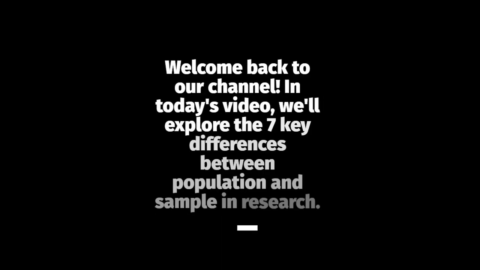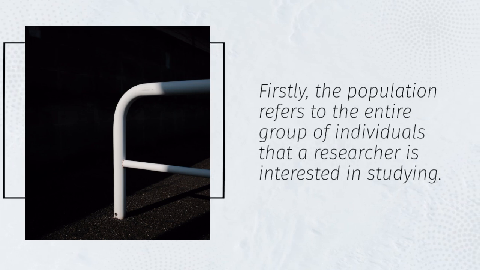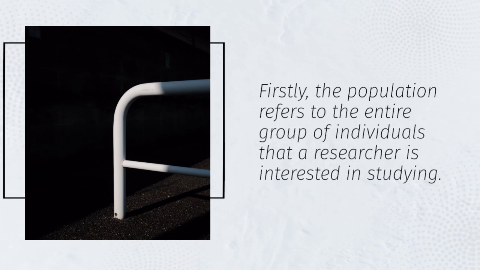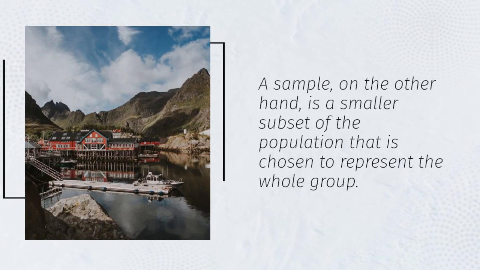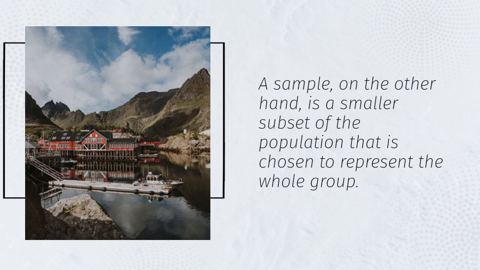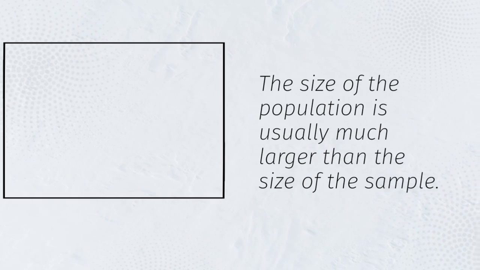In today's video, we'll explore the 7 key differences between population and sample in research. Firstly, the population refers to the entire group of individuals that a researcher is interested in studying. A sample, on the other hand, is a smaller subset of the population that is chosen to represent the whole group. The size of the population is usually much larger than the size of the sample.